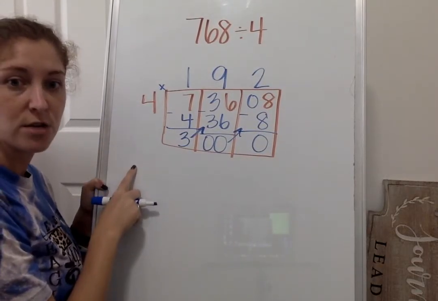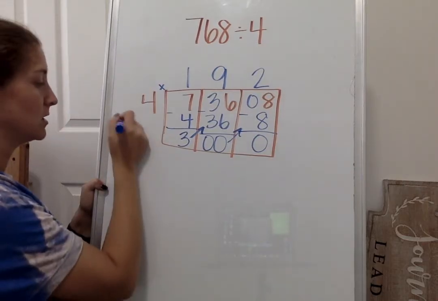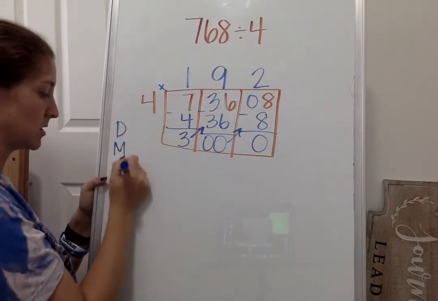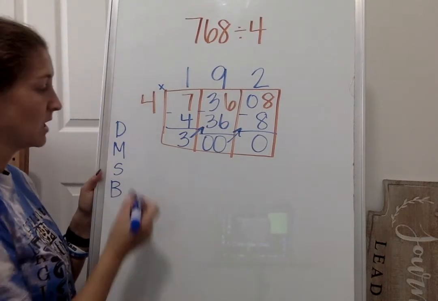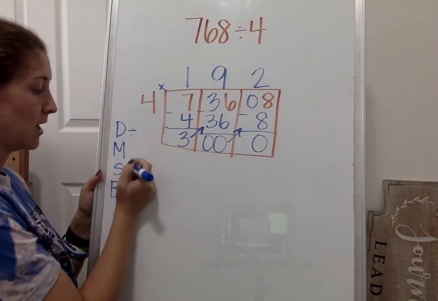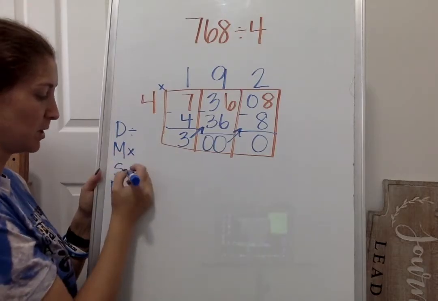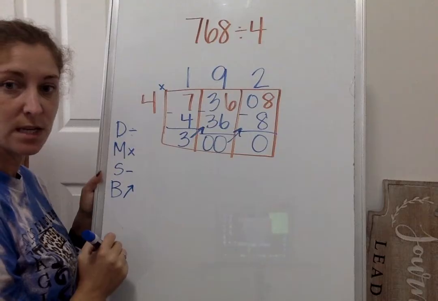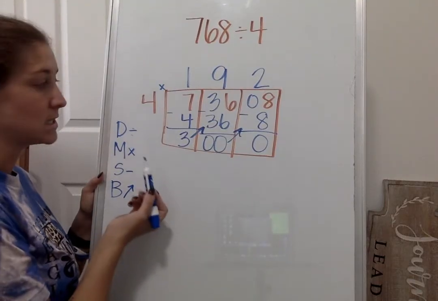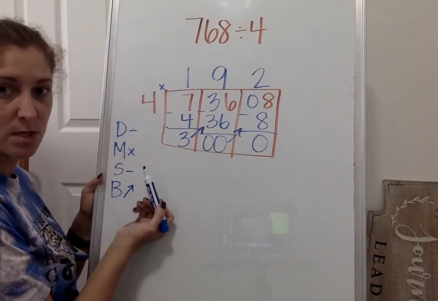With this strategy, we use something called Does McDonald's Sell Burgers to help us. D stands for divide, M stands for multiply, S stands for subtract, and the B stands for bring over. And you can see where I do each of those steps in the problem.